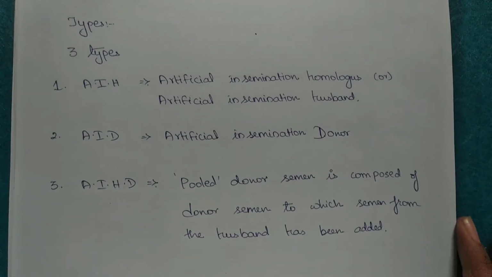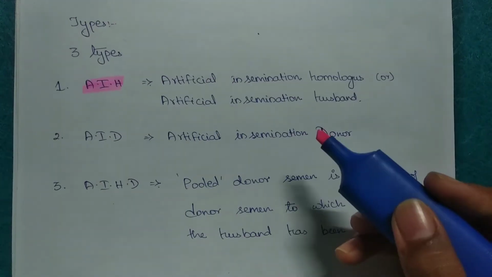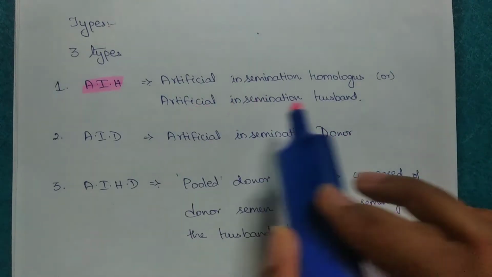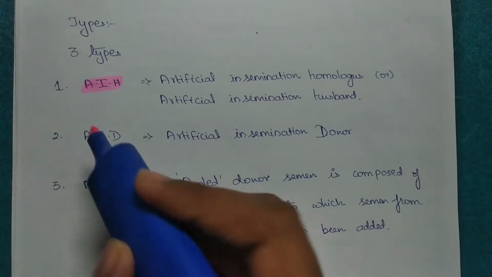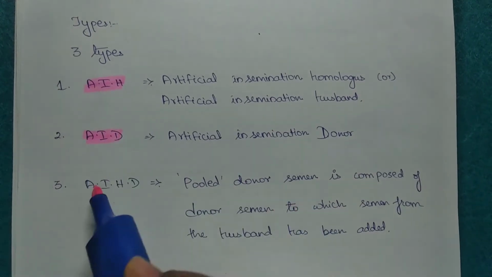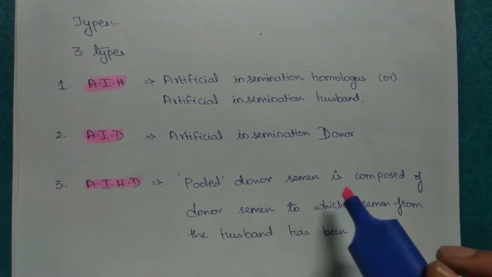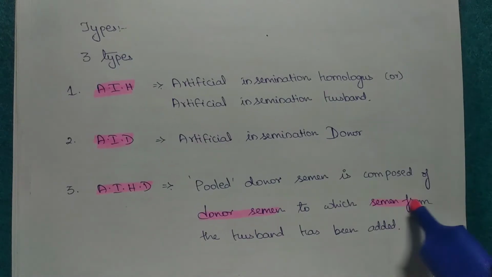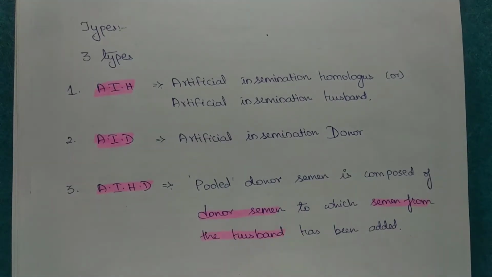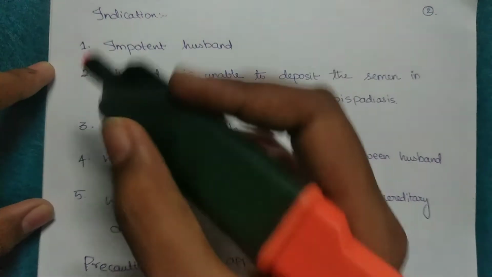So, there are 3 types of artificial insemination. Number 1, artificial insemination homologous, otherwise called artificial insemination husband. Second type, artificial insemination donor. Third type is a pooled donor semen, which is composed of donor semen to which semen from the husband has been added. Let us see about the indications of artificial insemination.